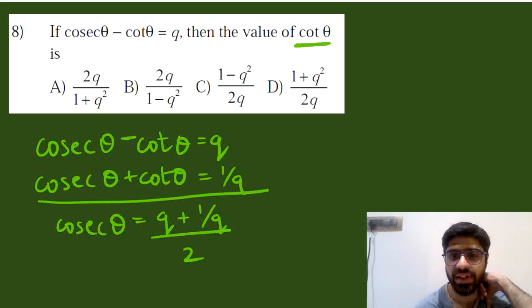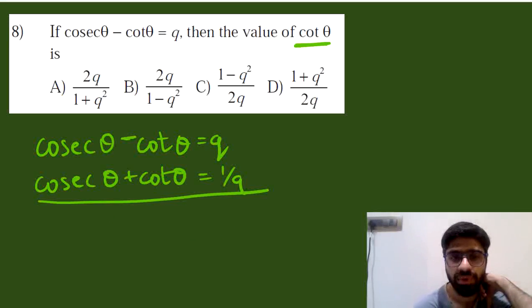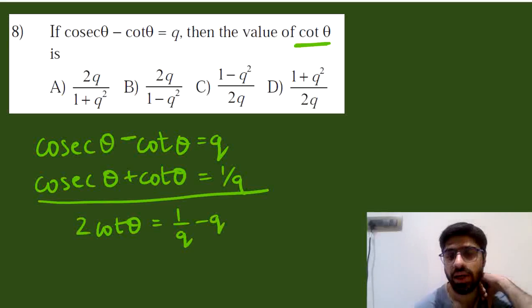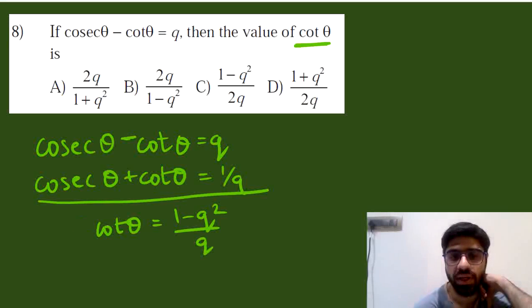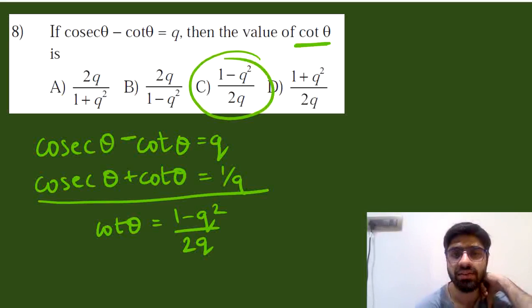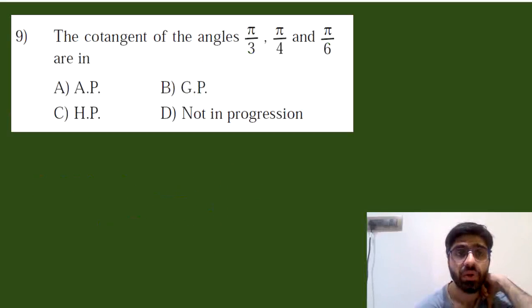Well, we wanted cot theta, right? So it would have been better if we would have subtracted them. So subtract them. You will have minus 2 cot theta equal to Q minus 1 upon Q. So 2 cot theta would be 1 upon Q minus Q. And this becomes 1 minus Q square upon Q. Take that 2 on the right, and 1 minus Q square upon 2Q. C is the right answer. That will be the value for cot theta.